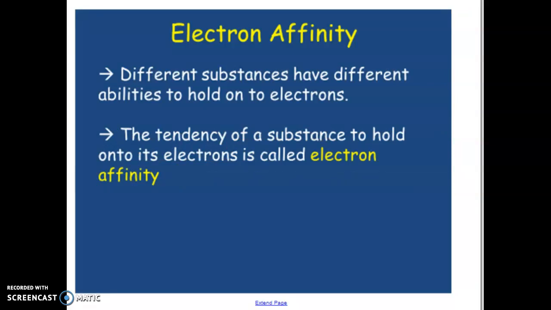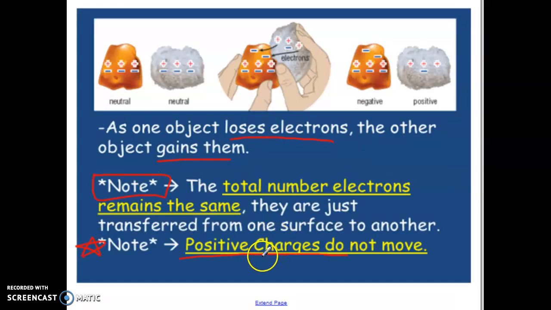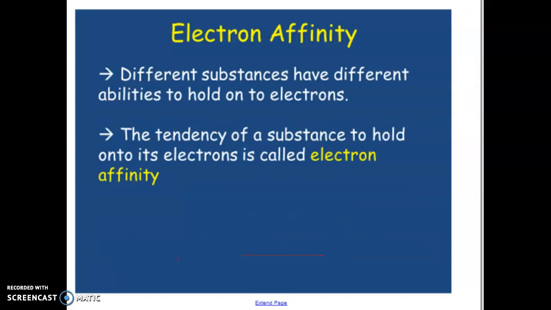So how would we know if cotton is going to gain or lose, or if amber is going to gain or lose? How are we supposed to know that? Luckily, we have something called electron affinity that will tell us who is gaining and who is losing. Different substances have different abilities to hold on to electrons. The higher the electron affinity, the more it wants to hold on to its electrons, and it will actually gain electrons. If it has a very weak electron affinity, that means it doesn't hold on to them very well and will most likely lose them.